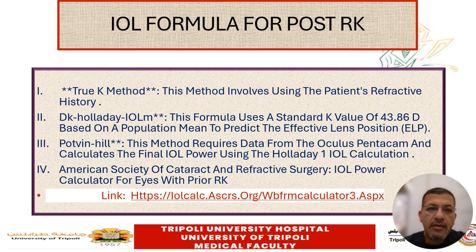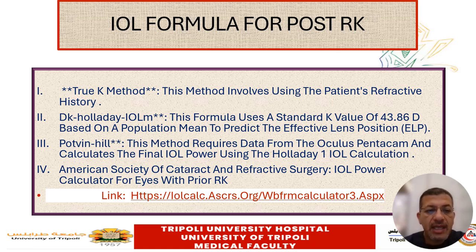Now, remember the challenging point that we have spoken about in post-radial keratotomy, the problem in measuring the corneal power, especially the anterior and posterior surface of the cornea. So most of the methods are either based on the historical record of the patient, the original record, the preoperative K reading or the preoperative refraction, which is called the true K method. And this depends on the historical data from the patient, provided the original records are available. Other formulas are based on those machines that are able to measure the posterior surface of the cornea, which are the Pentacam and the IOL Master.